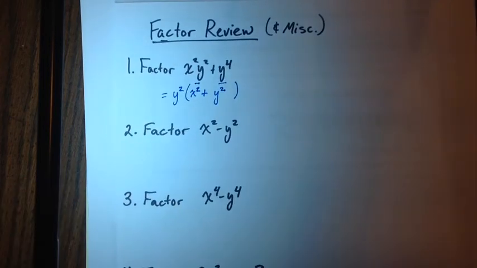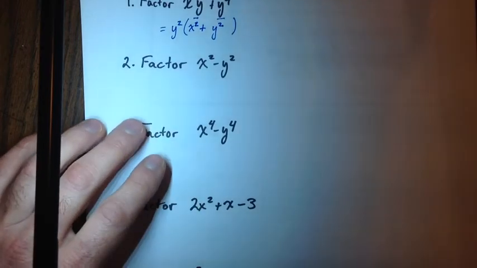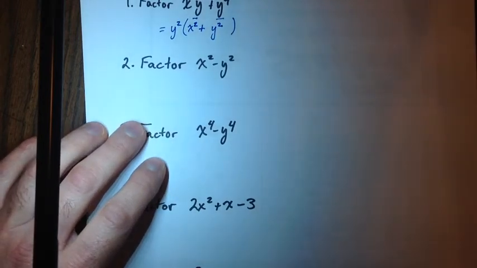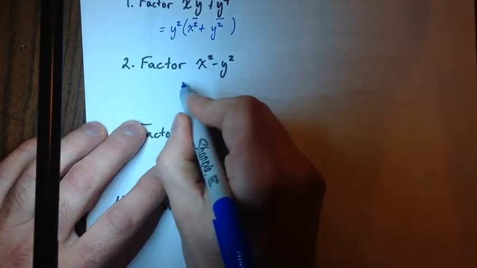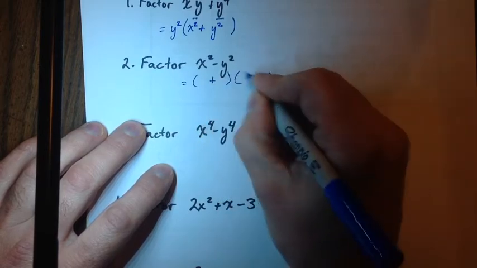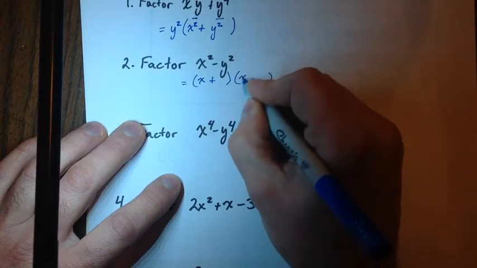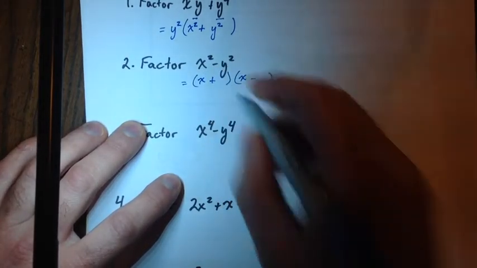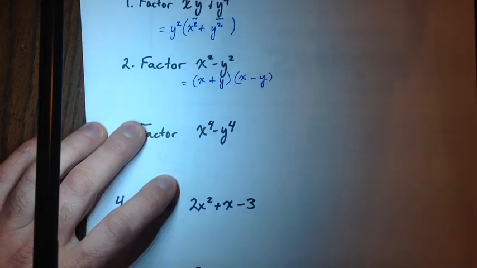For number 2, we've got x squared minus y squared. Hopefully you'll remember this as a difference of two squares. We have two perfect squares. We can factor this into two terms, one with a plus, one with a minus. We take the square root of the first term, x, the square root of the second term, y squared, and we get y, and factor it into x plus y times x minus y.